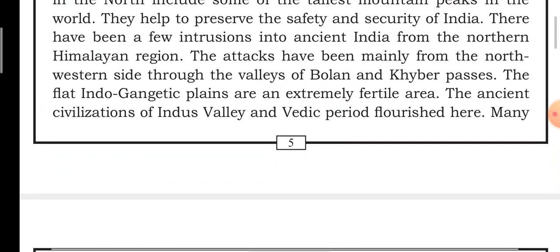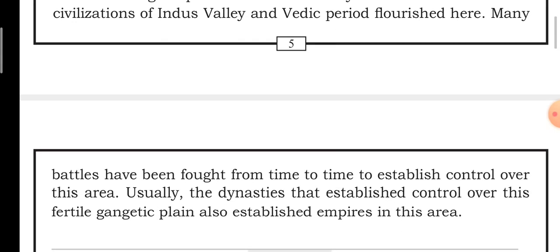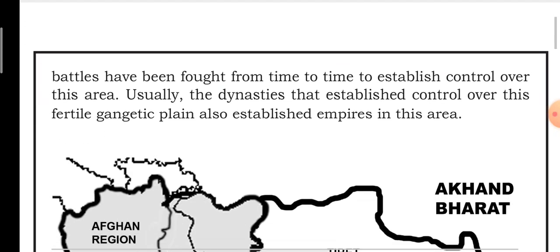The flat Indo-Gangetic plains are an extremely fertile area. So these Indo-Gangetic plains, the second geographical feature of India, are extremely fertile. And even the civilizations of Indus Valley and Vedic period flourished in this fertile area. And many battles have been fought from time to time to establish control over this area, that is the Indo-Gangetic plains. Usually the dynasties which established power in these fertile plains used to establish empires in this area as well.